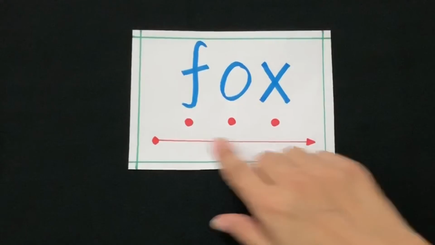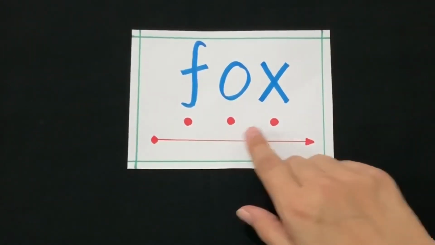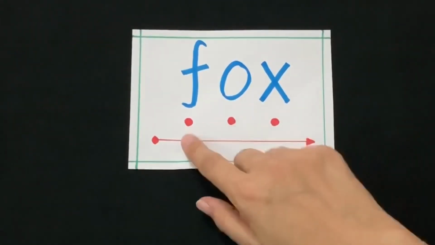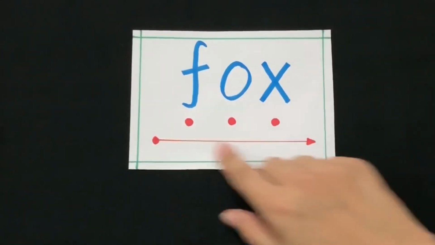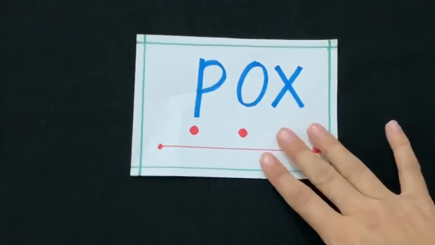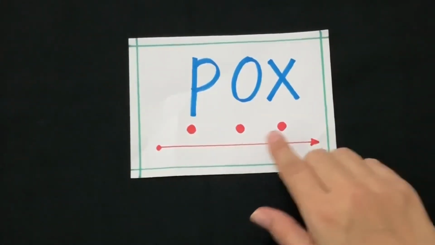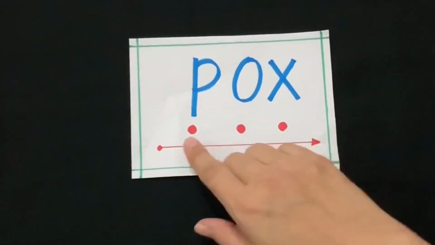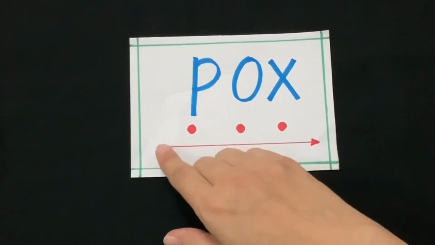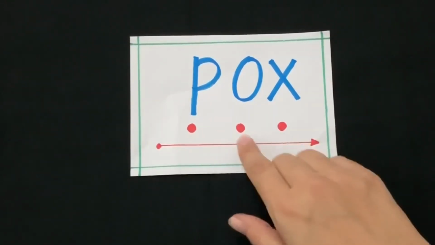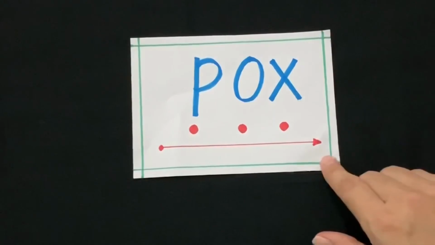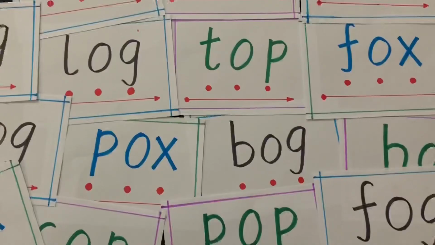F-ox, fox. P-ox, pox. So with this, we are done with vowel O CVC words.